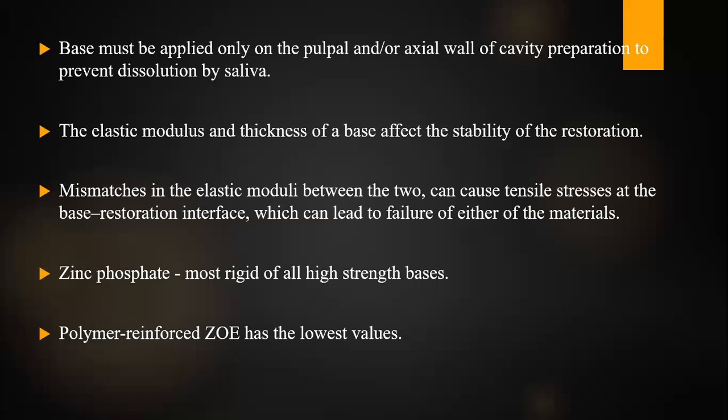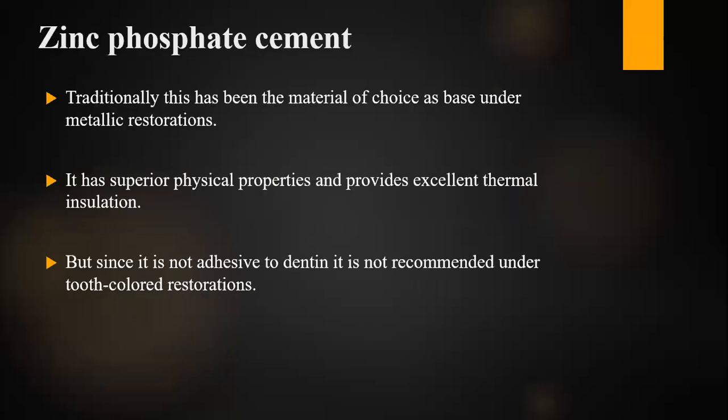The elastic modulus and thickness of a base affect the stability of the restoration. Mismatches in the elastic moduli between the two can cause tensile stresses at the base restoration interface, which can lead to failure of either of the materials. Zinc phosphate is the most rigid of all bases, and polymer reinforced zinc oxide eugenol has the lowest value. Zinc phosphate cement has been the material of choice as base under metallic restorations. It has superior physical properties and provides excellent thermal insulation. But since it is not adhesive to dentin, it is not recommended under tooth color restorations.